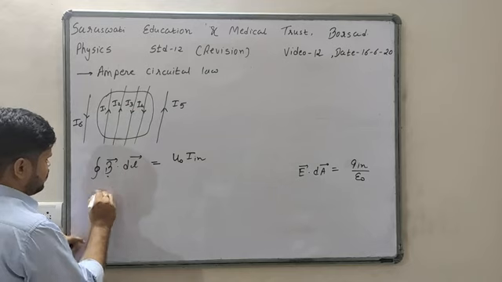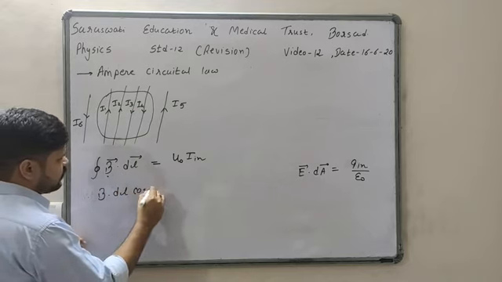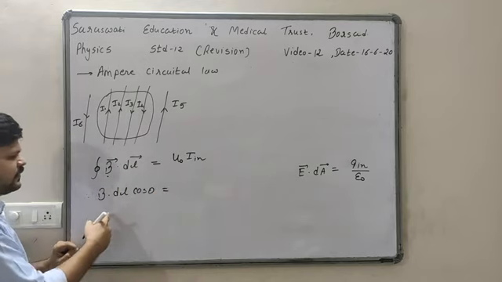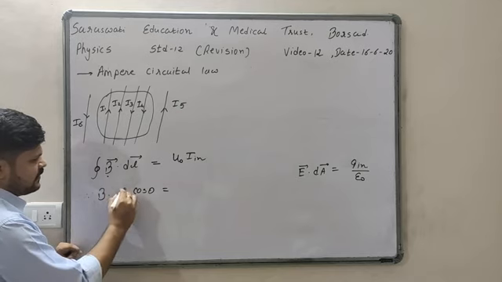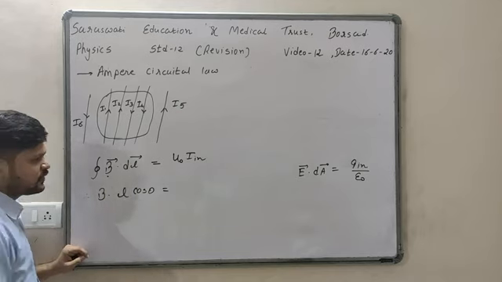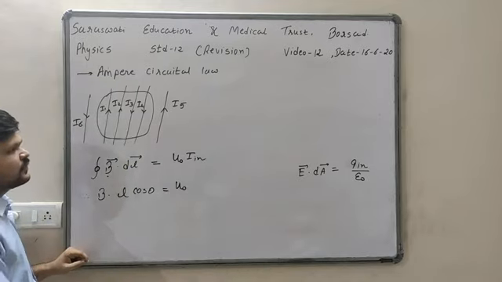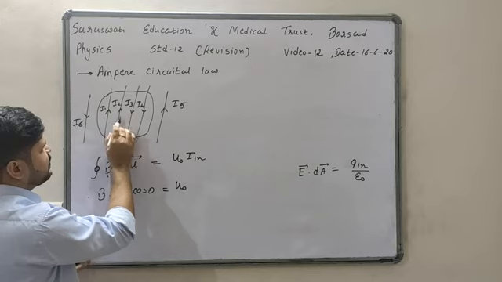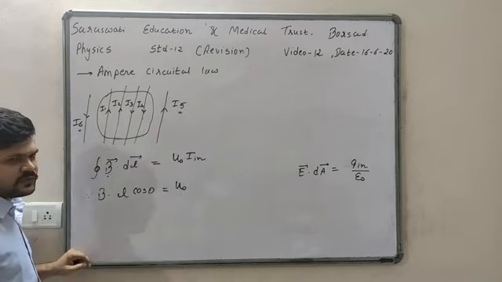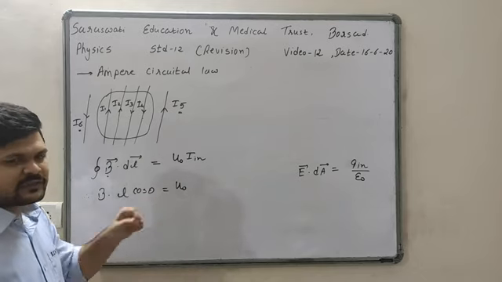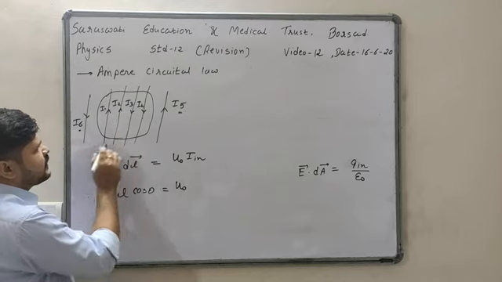So we can say B dot dl means B dl cos theta, and suppose the integration of dl is L. So B dl cos theta is equal to mu 0 times, in place of I in, we will only place I1, I2, I3 and I4. We will not place I5 and I6, because they are outside currents, not inside currents.